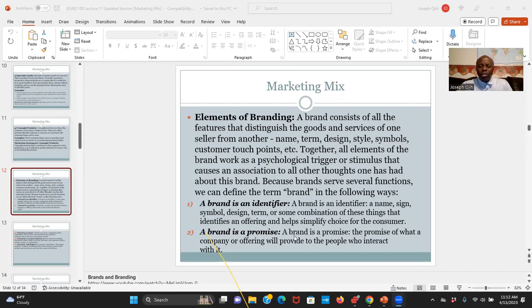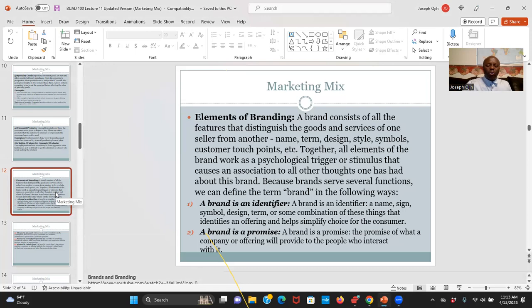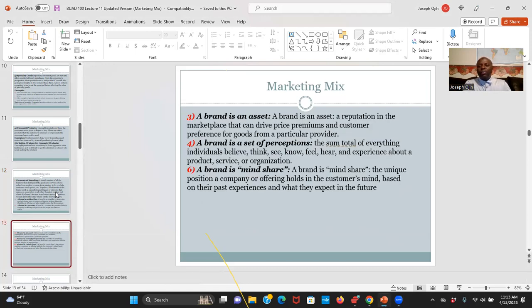Now another one is that a brand is a promise, because it is a promise of what the company is offering, what they are providing to the people who interact with it. That means what they are providing to the customer. Okay? Now, brand is also an asset. It's an asset because it is a reputation in the marketplace that can drive price premium and customer preference for the goods. Think of a car like Mercedes. Usually people who got rich from hard work, or maybe they won a lottery or got an inheritance, want to show that they are rich, so they can buy a Mercedes. When you hear the word Mercedes Benz, it rings in your head: quality, reliability, and so on and so forth. So it's an asset.